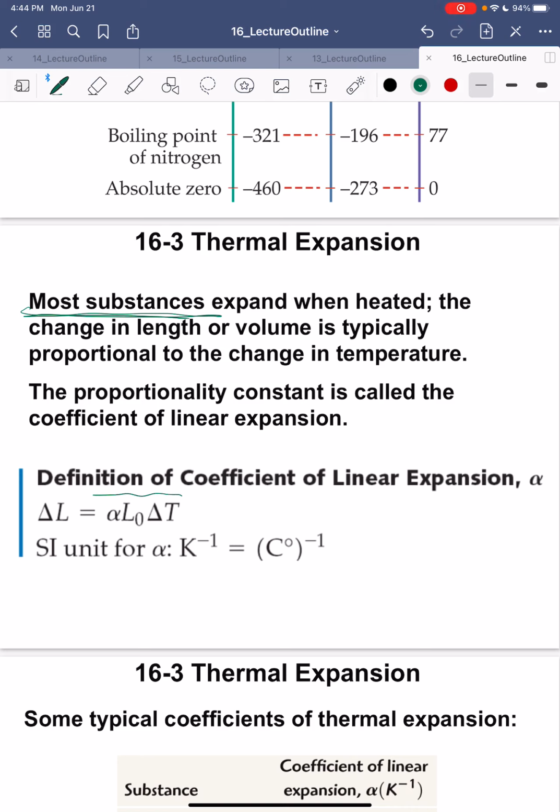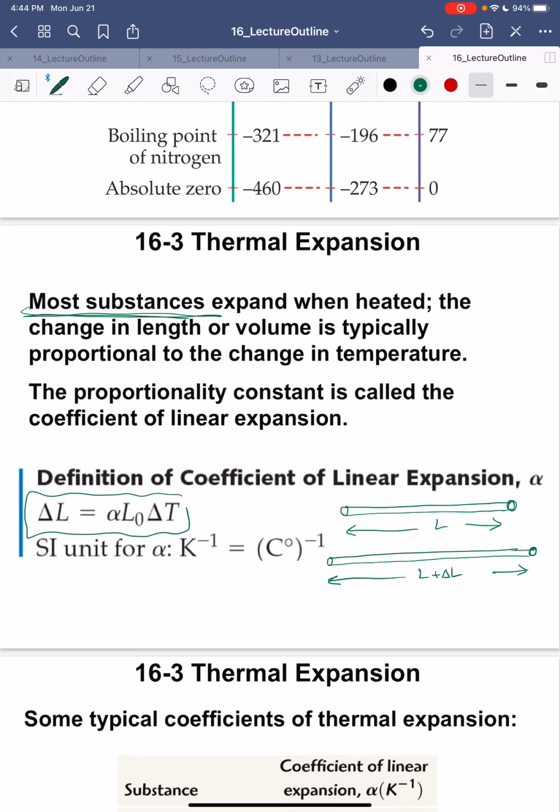Now, the change in the length. I will say if I have here a rod that has a length, I will ignore any area, I will just consider that it has one dimension, L. And then I start warming it to temperature T2 or T final. Then I will have this L plus delta L, its length is going to change by delta L. And we did find that delta L has to do with alpha. Now alpha is called the coefficient of linear expansion.